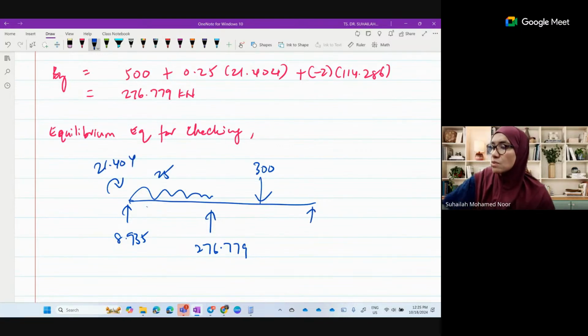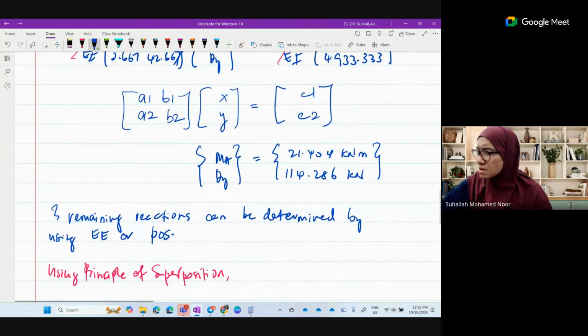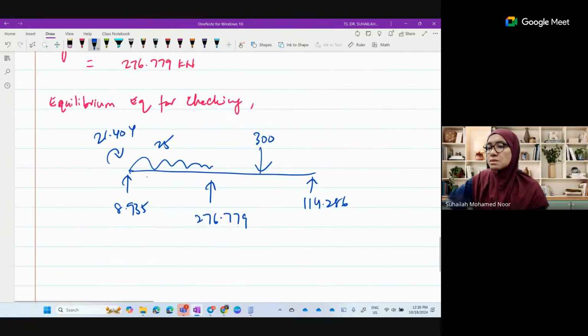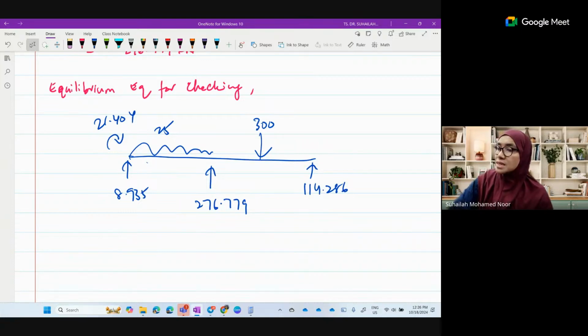Moment 21.404 and then DY tadi 114.286. Okay. So this is the system, dah siap semua, all 5 reaction is there. So we can use equilibrium equation for checking. Okay, tapi not compulsory lah. Tapi biasanya kalau kita nak make sure the shear force diagram and bending moment diagram boleh draw close loop. So kalau dia check for FY, check for moment kosong, then betul lah calculation.